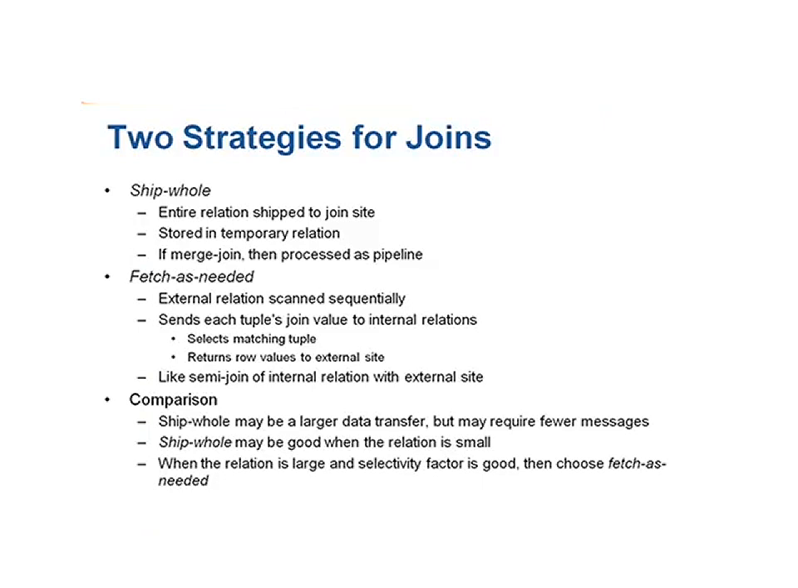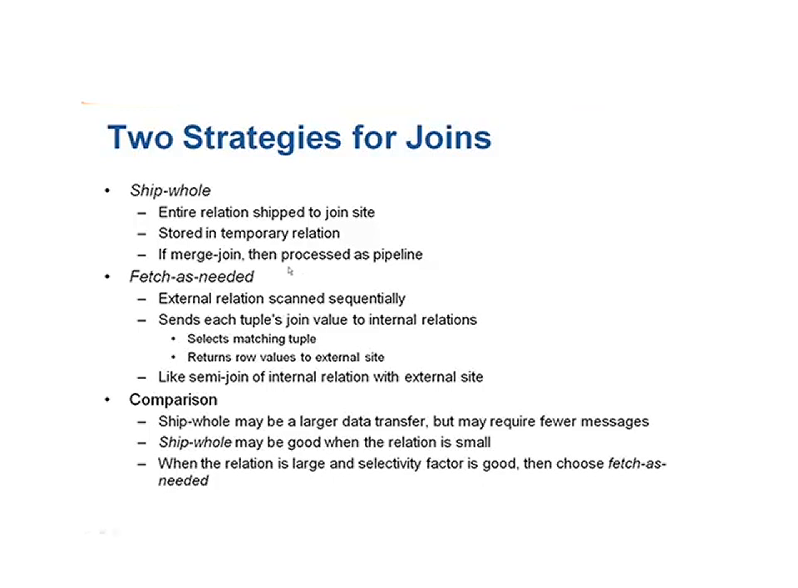These are the strategies used for sending rows of tables from one site to another in order to execute the joins. The first strategy is shipping an entire table from one site to another, and the second strategy is fetch a row as needed and ship that row.